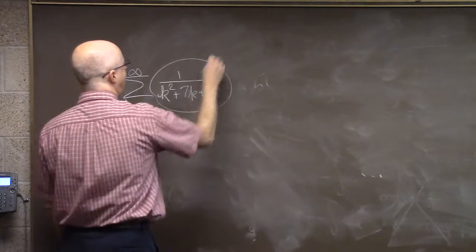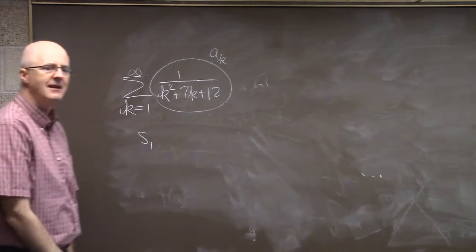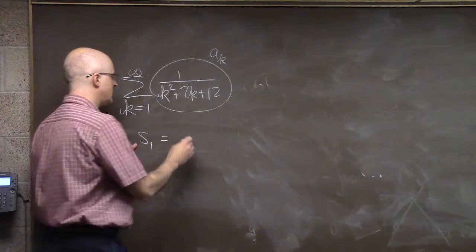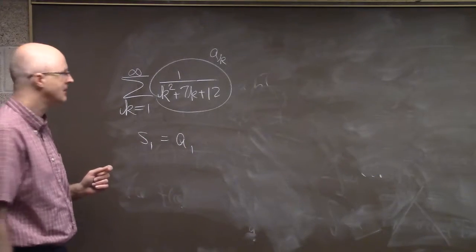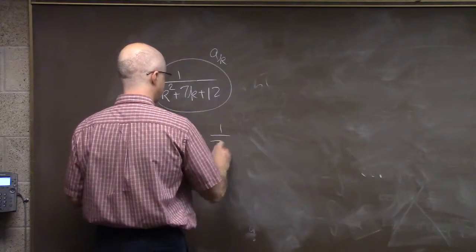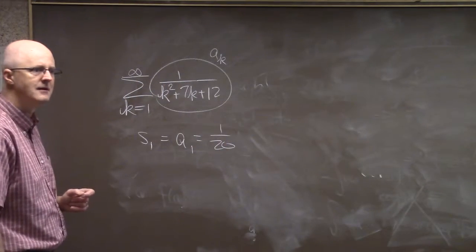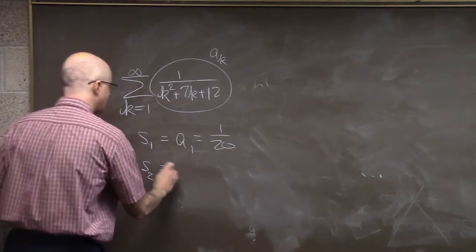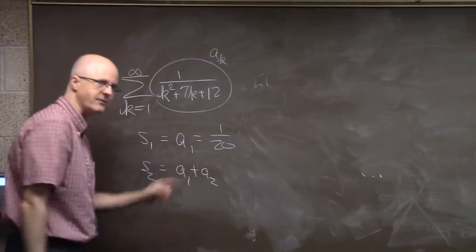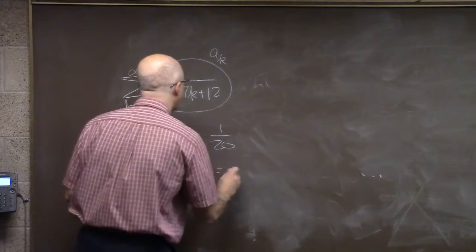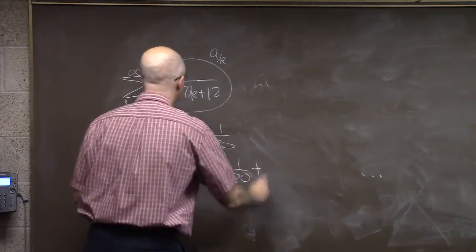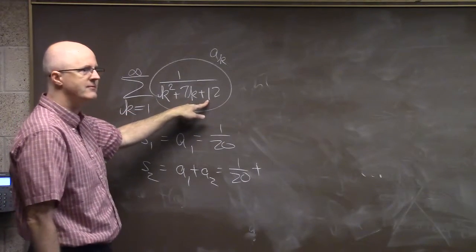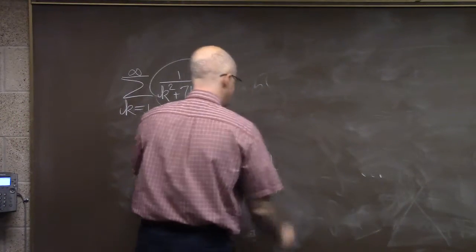I'm going to call this thing A sub k. S1 is called the first partial sum, and it equals A sub 1, which in this case would be 1/20th. S2 is called the second partial sum. It's the sum of the first two terms. And these are literal sums. I am really adding here. No pretending there. 1/20th plus, plug in k equals 2: 4 plus 14 is 18, plus 12 is 30. So 1/30th.